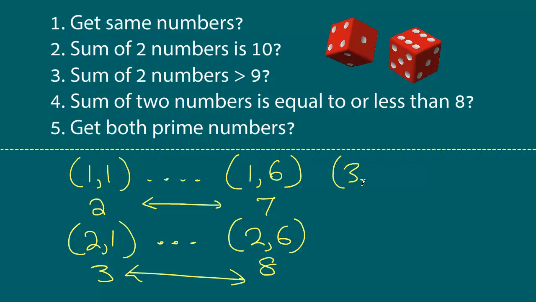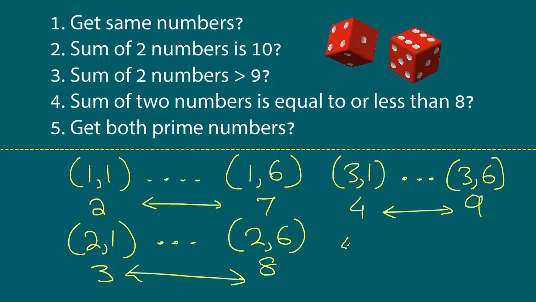For the third row, it will start from 3 and 1, and it will go to 3 and 6. Here if we add them, we get 4, and here if we add them, we get 9. So all the rest are in between, the sum is in between. We have still not gotten to 10.